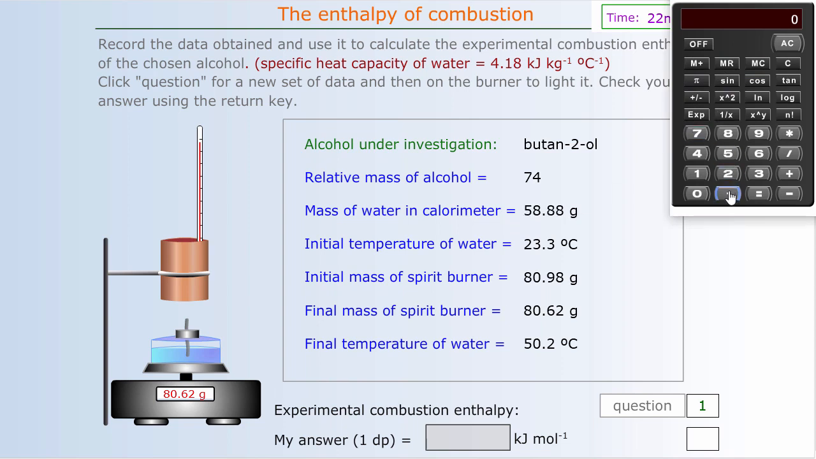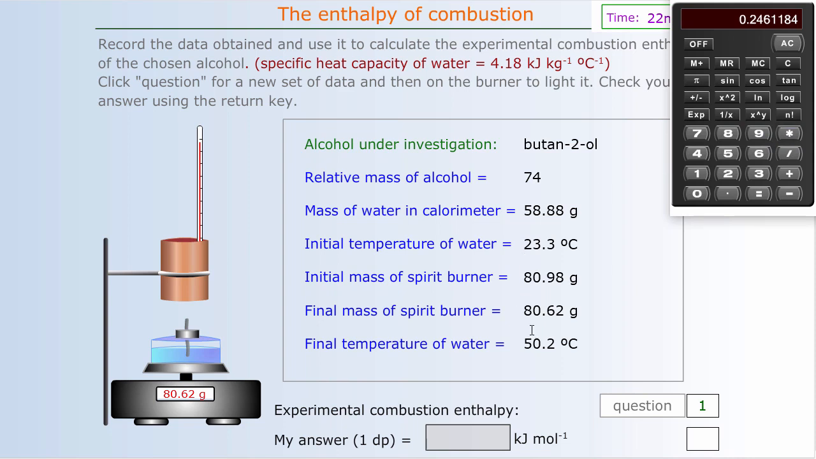Alright, so that's 0.0, no, too many zeros. I'm going to start again, 0.0588. There we are. This is the number of kilograms. And we multiply this by the specific heat capacity, 4.18, and then we multiply by the temperature change.